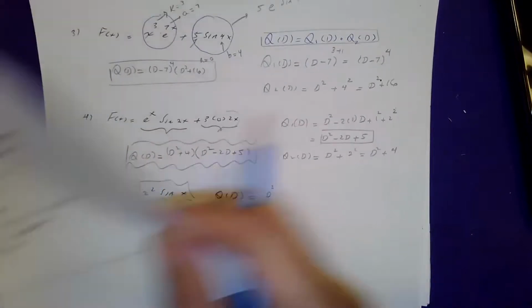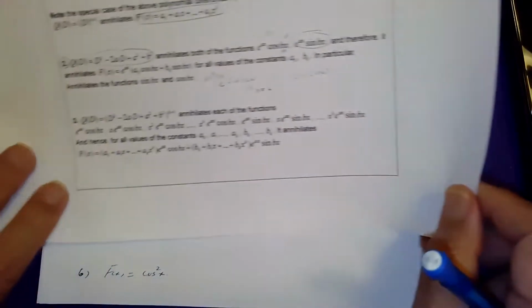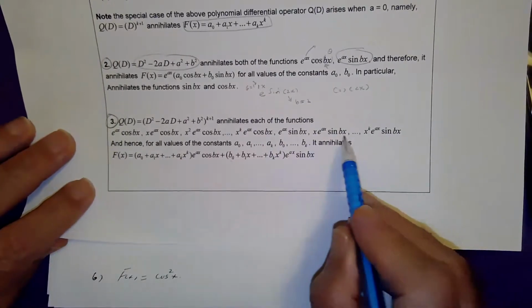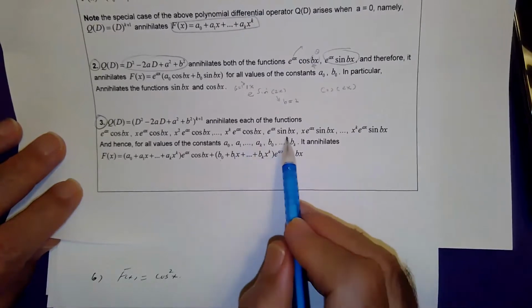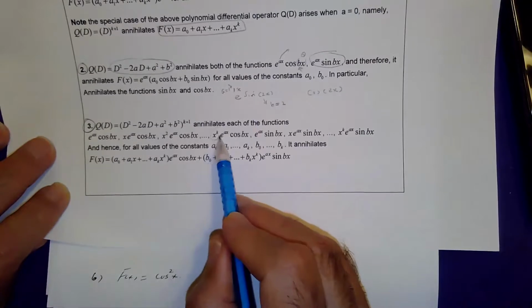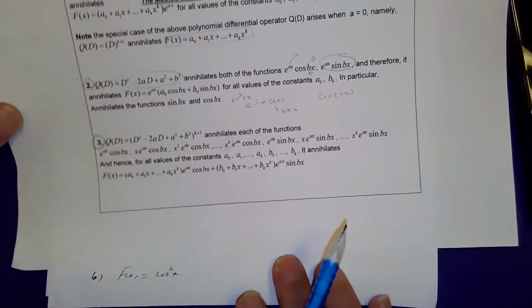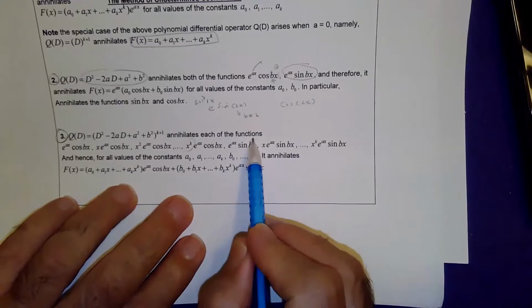Okay, well, this one has an x squared in it. So now I have to use formula number 3, because formula number 3 has cosine, sine, e to the ax, and also x to the k. So it looks like this one.